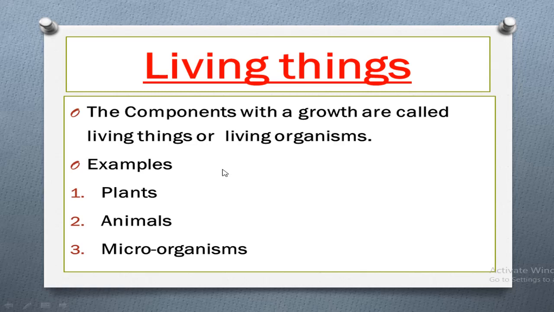Under this topic, firstly, we have learned what is meant by living things. The living things mean the components with a growth are called living things or living organisms. After that, we have learned some examples for the living things. Plants, animals and microorganisms are the examples for the living things.